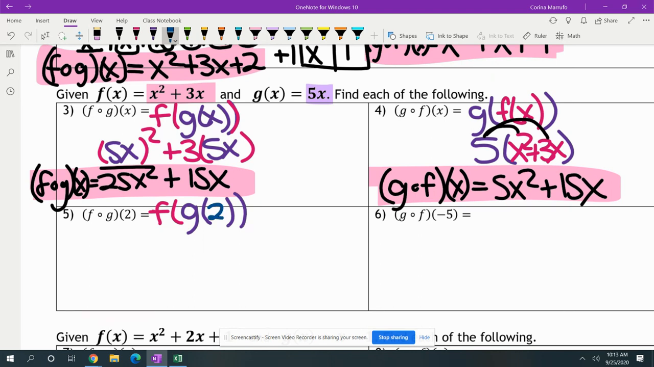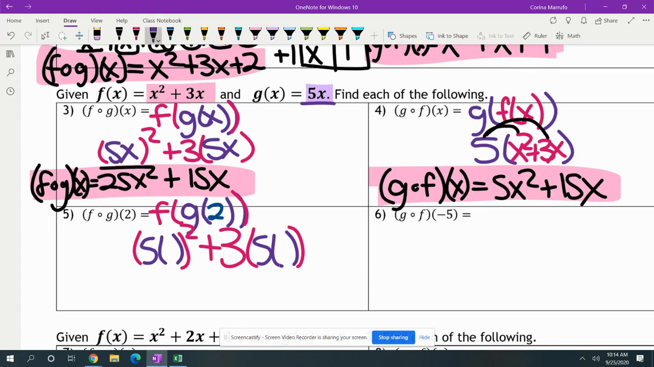Okay, so we're going to start off with f. So my f function is x squared plus 3x. So x squared plus 3 times x. Okay, and in those blanks, I am going to plug in my g function. So my g function is 5 times x. But remember, we're not putting x. They want us to plug in something else for x. Okay, so that something else that they want us to plug in is a 2. So I'm going to put a 2 here and a 2 here.